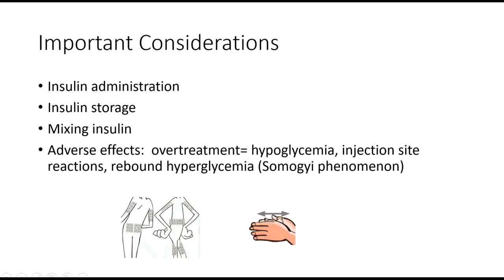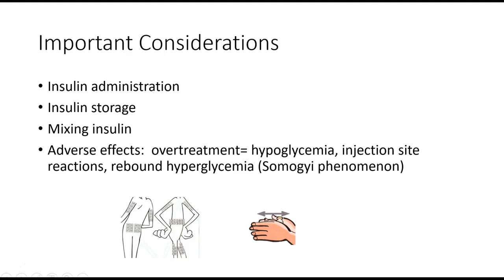You also are concerned a little bit about injection site reactions, especially if the patient's using the same location over and over. That's why we rotate through the injection sites to help with any of those reactions. And there's also the potential for rebound hyperglycemia. This can happen in the morning. This is also called Somogyi phenomenon.